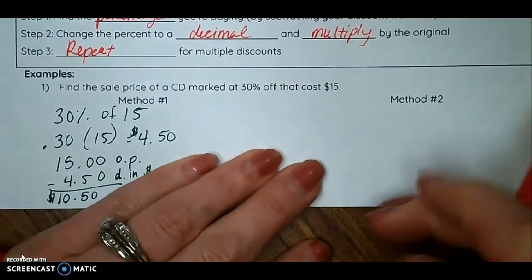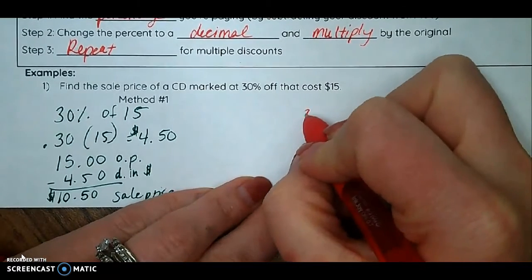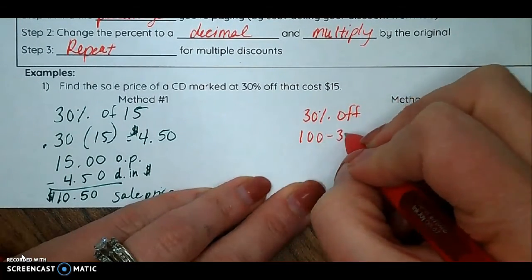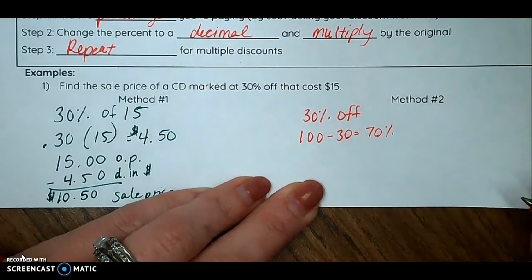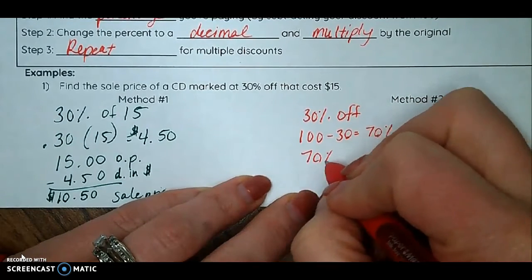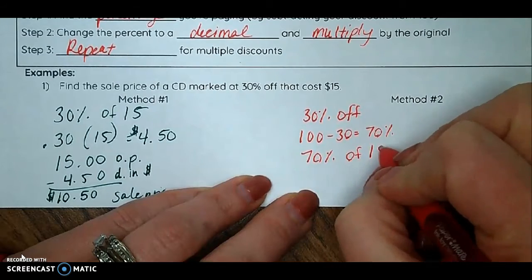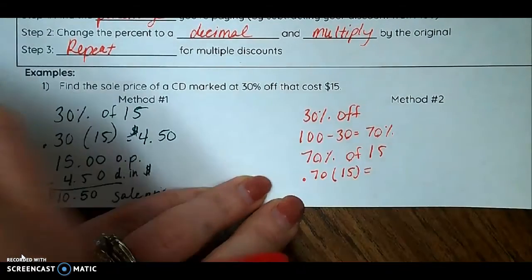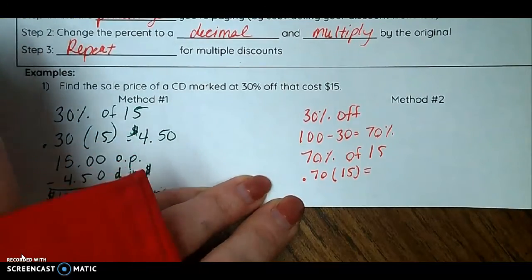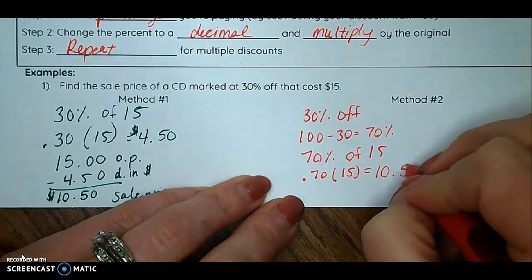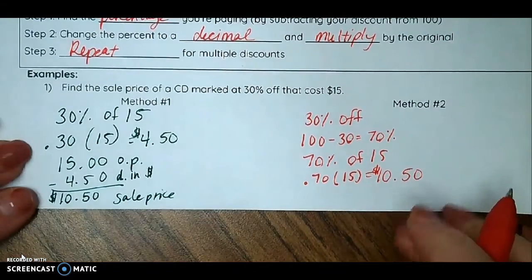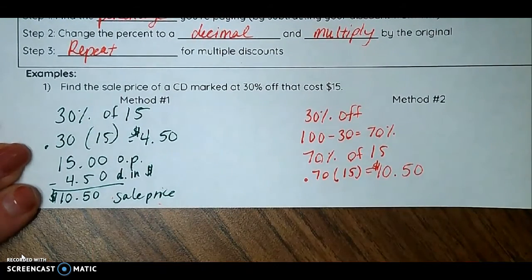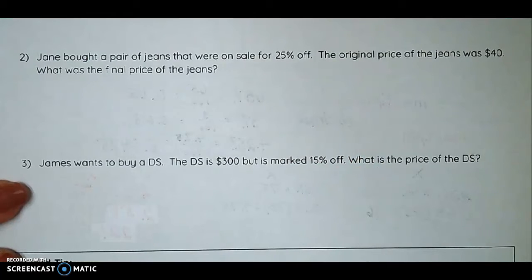In method two, when I start, I know that it's 30% off, so I'm going to do 100 minus 30, which is 70%. So I need to find 70% of $15. So 0.70 times 15, and I get $10.50. So you can see that we end up with the same answer. There's just two very different methods of doing it. A few more examples on the back here.